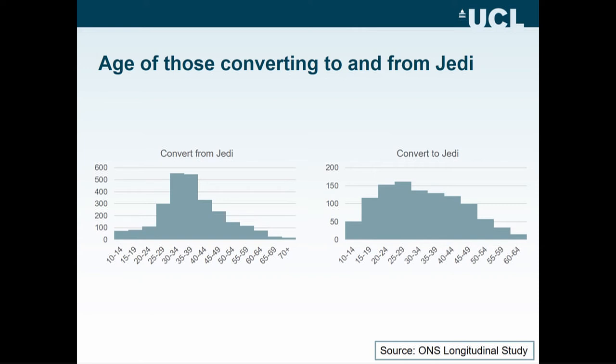On the right-hand side, we've got people converting to Jedi. So they were something else in 2001. By 2011, they reported their religion as Jedi. And that's got a rather flatter profile. You might also notice that the Y scales are different on these two. But again, the modal value is younger people.